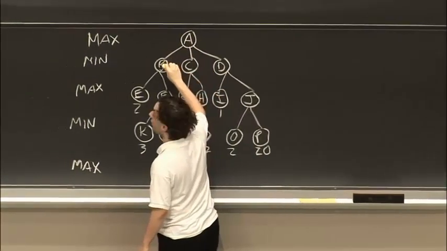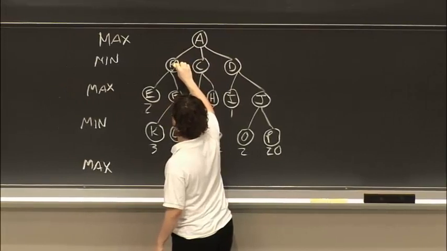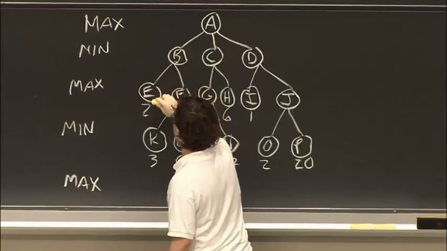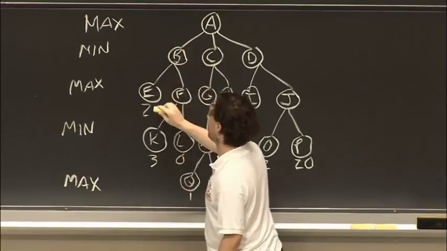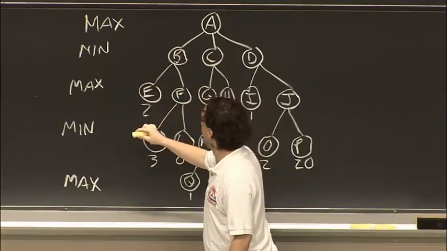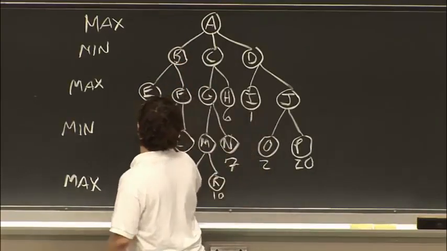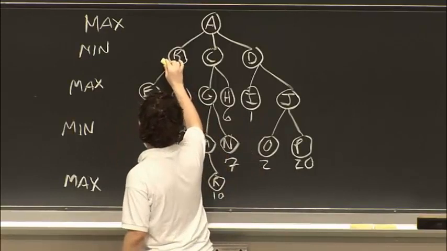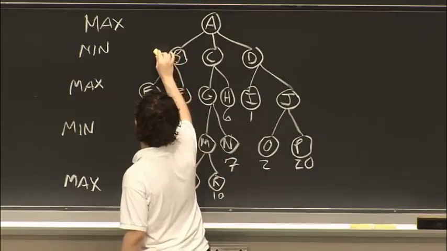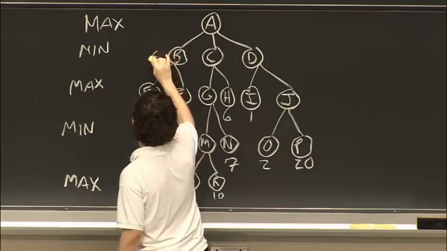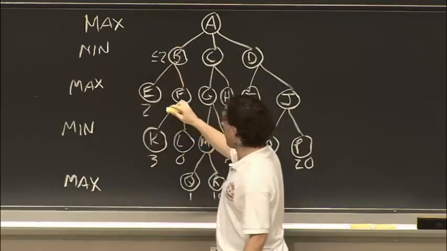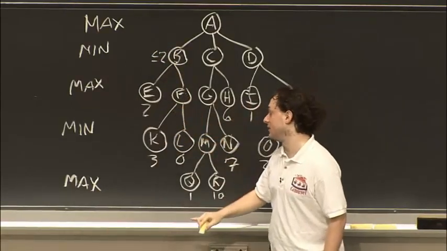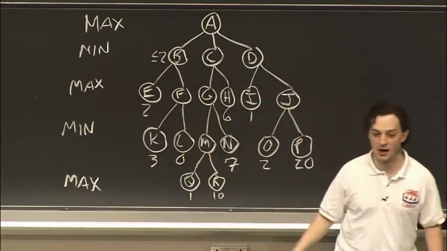Depth-first search. We go to B. We're looking for the minimum of E and F. So having looked at E, our current minimum of E and F is just 2 for the moment. So this is going to be less than or equal to 2. All right, then we go down to F, which is a maximizer, and its children are K and L.